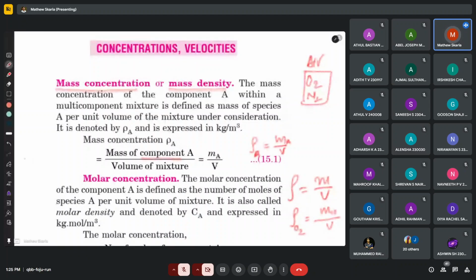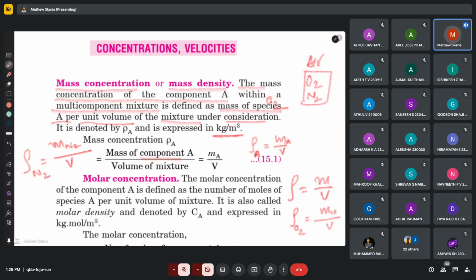In the case of nitrogen, the density of nitrogen, rho N2, is the mass density of the species nitrogen. Again, it is the mass of nitrogen divided by the volume. That is the mass density. So the mass density or mass concentration of a component A within a multi-component mixture is defined as the mass of the species A, for example the mass of oxygen, per unit volume of the mixture under consideration.